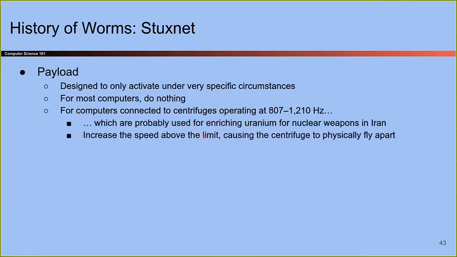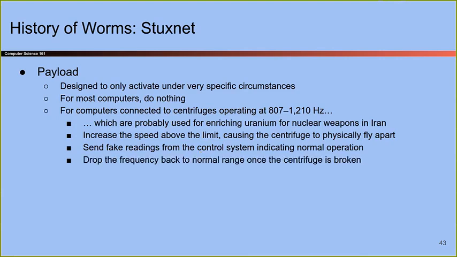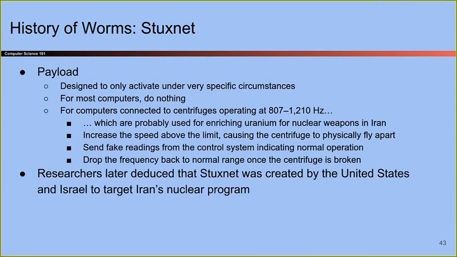And what it would do is increase the speed of the centrifuge, causing the centrifuge to physically stop working or fly apart. And then it would also send fake readings from the control system to indicate that nothing was wrong. So this is a very specific payload. And once it's over, the frequency will go back, even though the entire thing is already broken. And so the employees will not know anything went wrong.